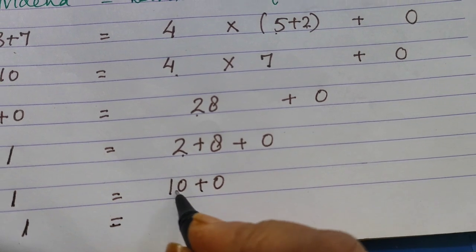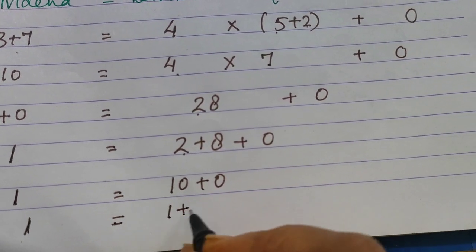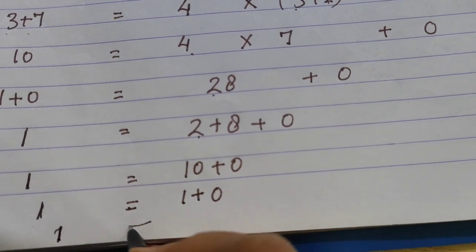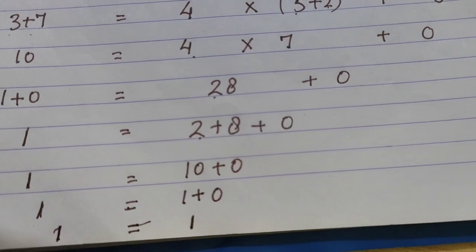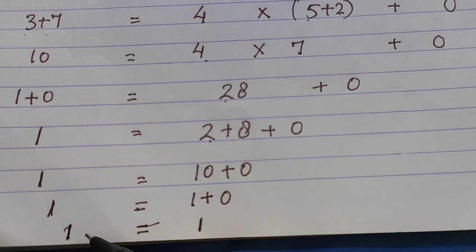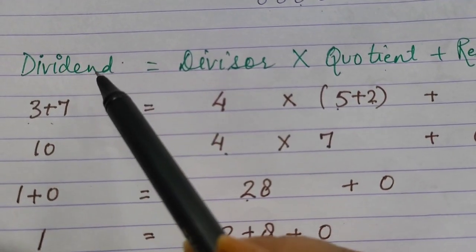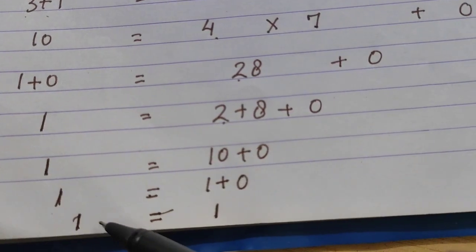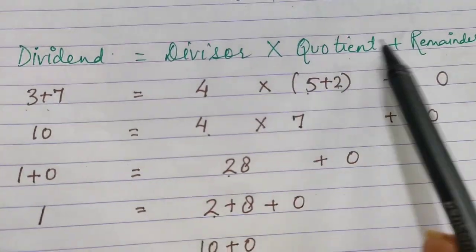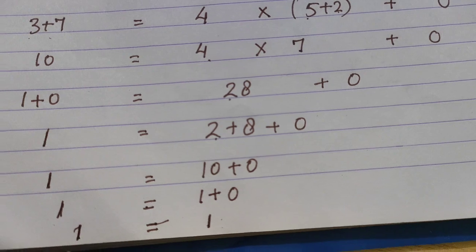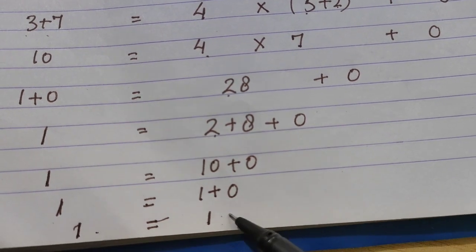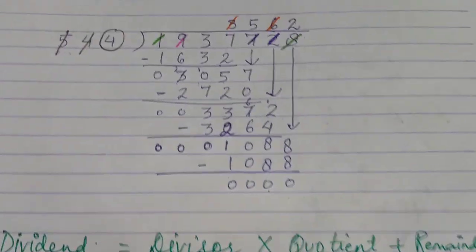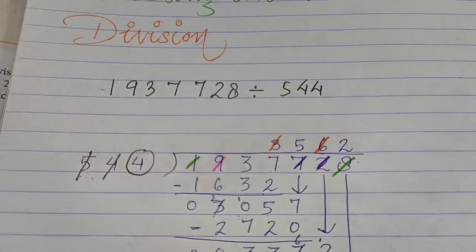Next step is we will further reduce 10 to 1 plus 0, and finally the last step is 1 is equal to 1. That means the excess of your dividend, the extra that is left over, after putting it in the formula it should tally. So now you see there's a 1 here and there's a 1 here. This way you need to solve and check your answer by casting out 9.